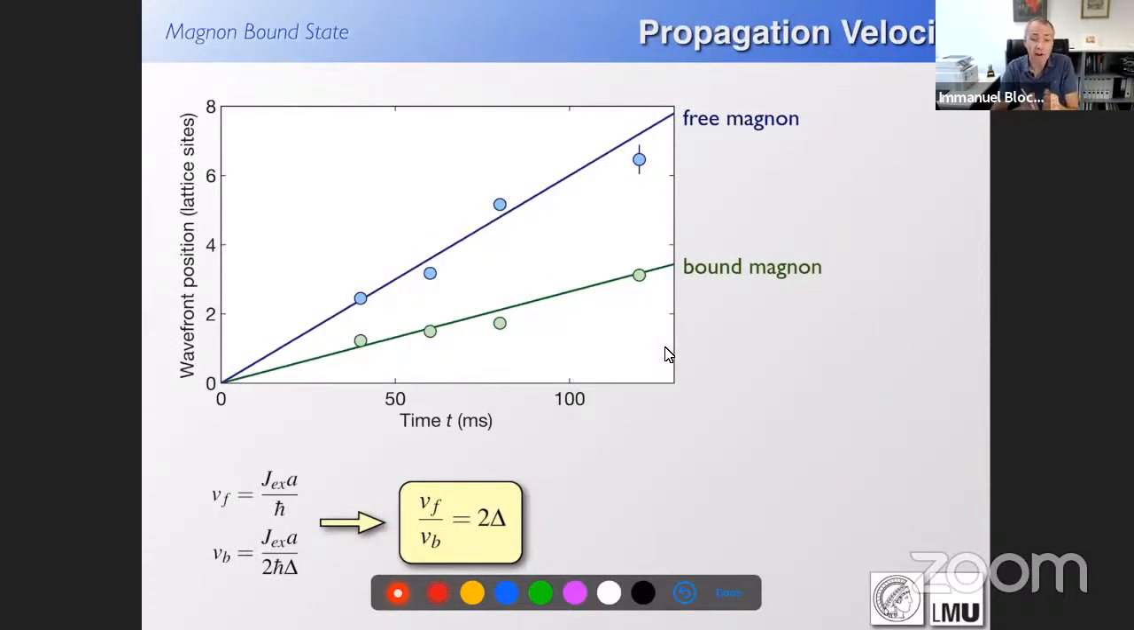By just looking at how fast this bound object propagates through the lattice, we can also compare to a Bethe ansatz solution. In the Bethe ansatz, you can directly derive the velocity of these two objects sticking together compared to just free magnons. And what you find is that the velocity of free magnons compared to the one of bound magnons is just 2 times the anisotropy parameter delta. So this is what you can see here, and we can measure that. In our case, we find 2.3 with an error bar of 0.3. So actually in very good agreement, within our errors, with what you get directly from the exact solution of the problem in Bethe ansatz. Okay.